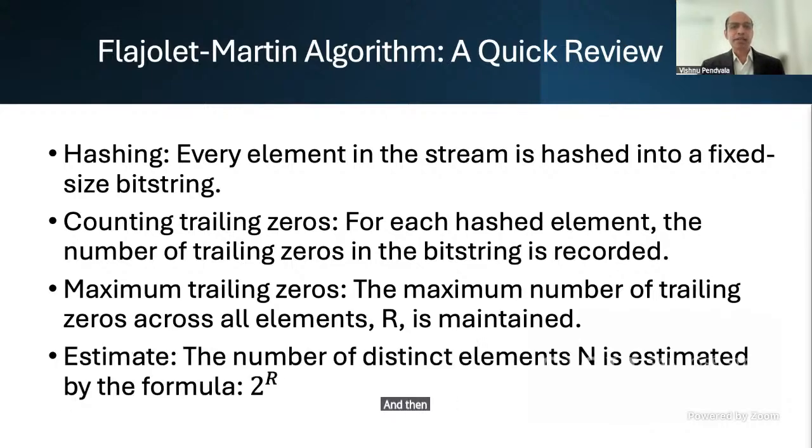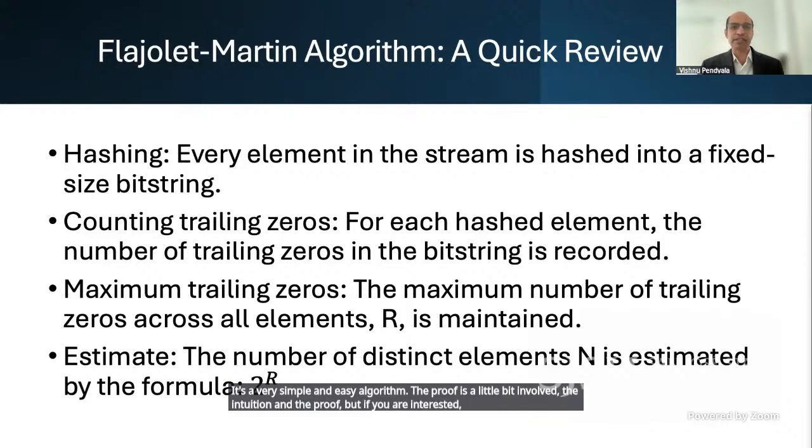And then the number of distinct elements n is estimated by the formula 2 power R. That's it. So if the current event is hashed to the number 33, then the number of distinct elements we have seen in the stream is 2 power 4, right? So that is what it means. So that is the estimate. It's a very simple and easy algorithm. The proof is a little bit involved, the intuition and the proof. But if you are interested, you can watch the video that I pointed to in the previous slide.